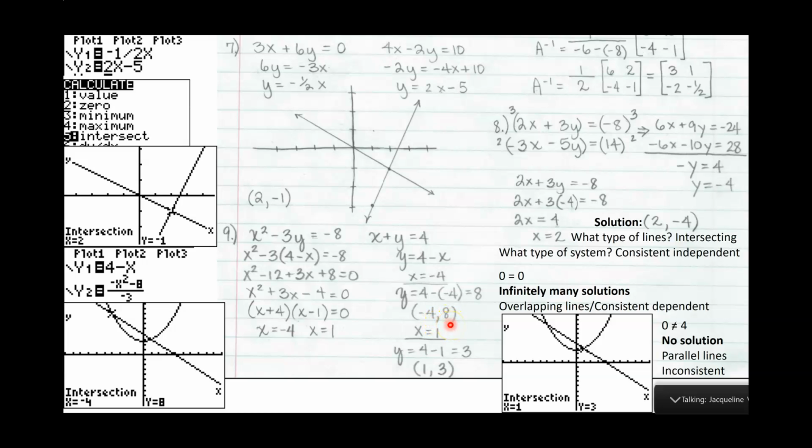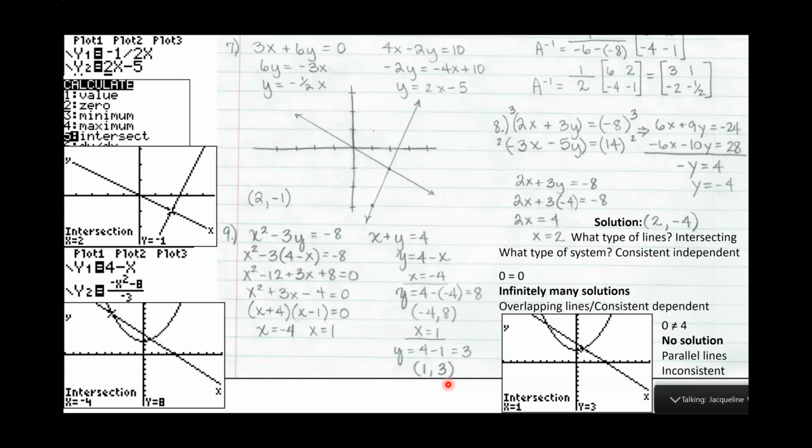All right, then let's try the other x value that we got. The other one we got was 1. So let's take 1 and plug it in. So again, y is 4 minus x, so that'd be 4 minus 1, or 3. So when x is equal to 1, y is equal to 3. Okay? So those would be my two solutions, -4, 8, and 1, 3. Now, I had to do that by hand. I didn't have a choice. It told me I had to show work.